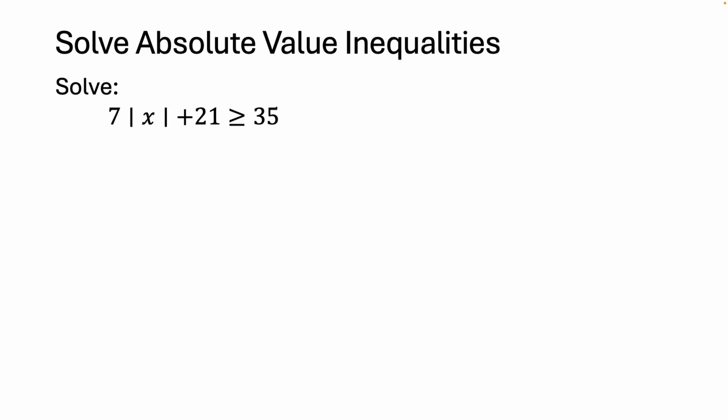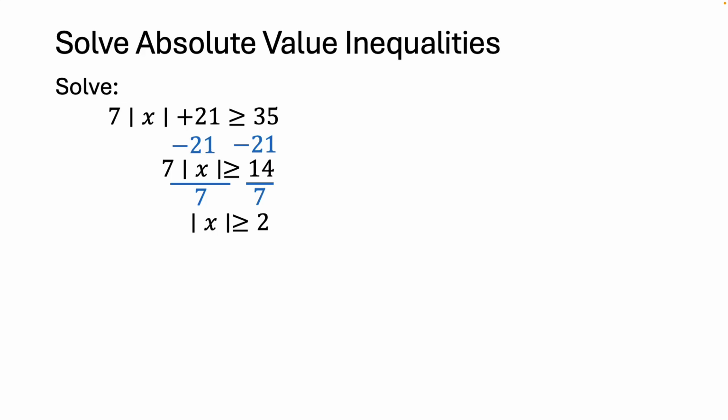Let's solve the problem 7 times the absolute value of x plus 21 is greater than or equal to 35. Let's start by subtracting 21 from both sides. So we get 7 times the absolute value of x is greater than or equal to 14. Divide both sides by 7 to isolate the absolute value of x. We get the absolute value of x is greater than or equal to 2.